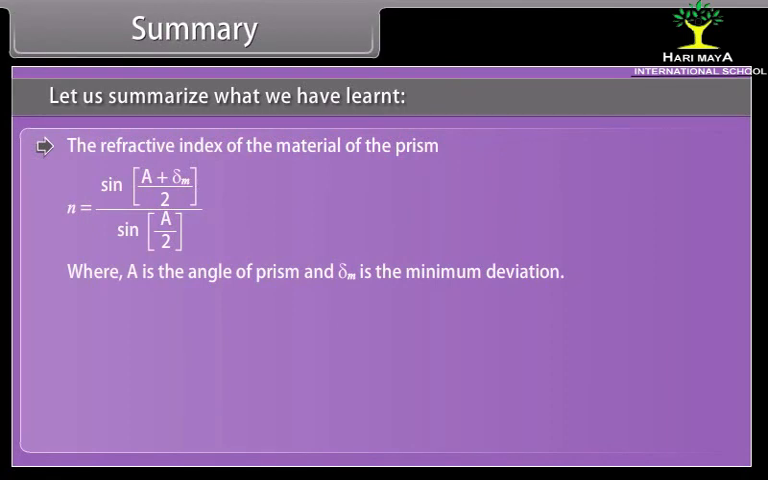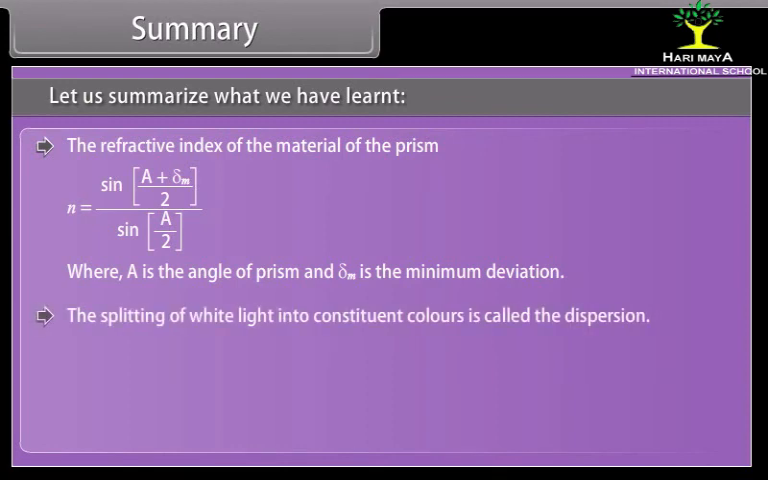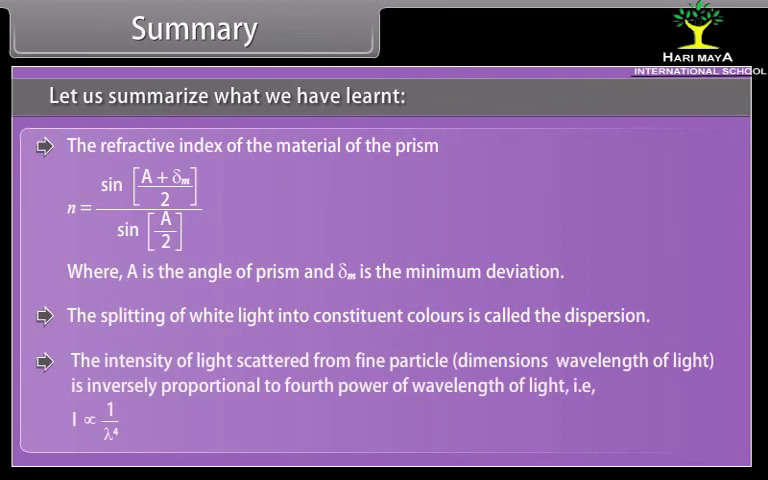The refractive index of the material of the prism, n is equal to sine of (A plus delta minimum) by 2 divided by sine of A by 2, where A is the angle of prism and delta m is the minimum deviation. The splitting of white light into constituent colors is called the dispersion. The intensity of light scattered from fine particles, with dimensions much smaller than the wavelength of light, is inversely proportional to the fourth power of wavelength of light, that is, I is directly proportional to 1 upon lambda raised to the power 4.